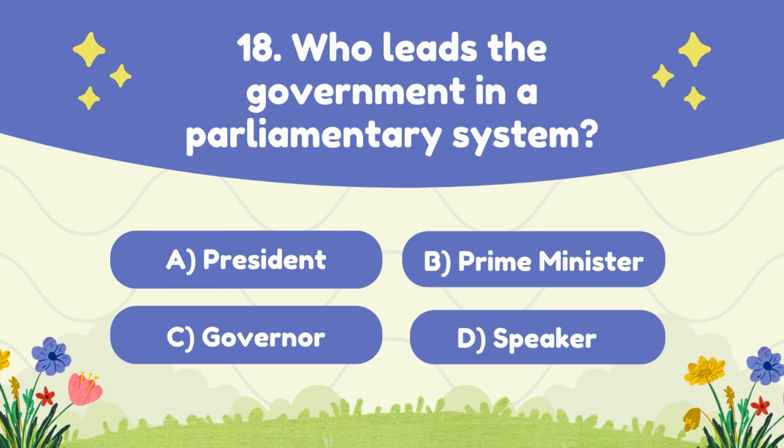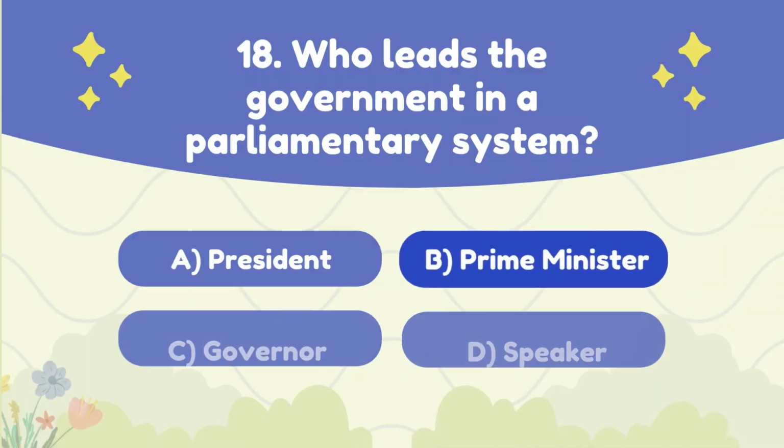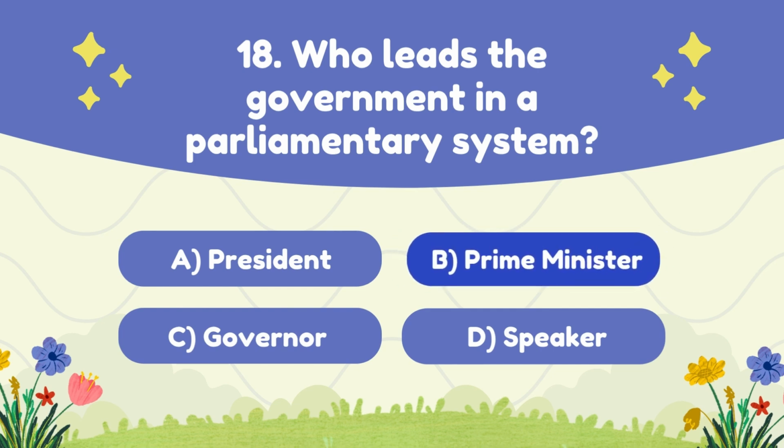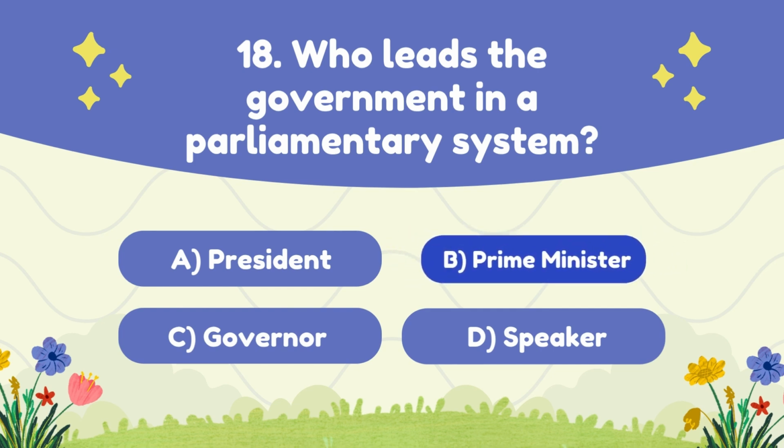Who leads the government in a parliamentary system? A. President. B. Prime Minister. C. Governor. D. Speaker. The answer is the Prime Minister. PM leads the cabinet and decision-making.